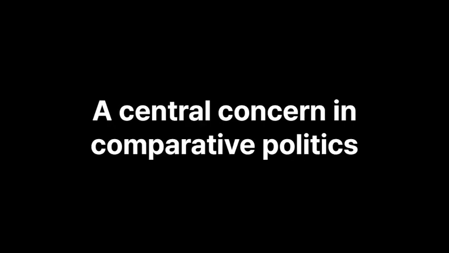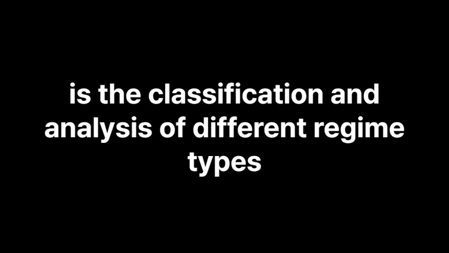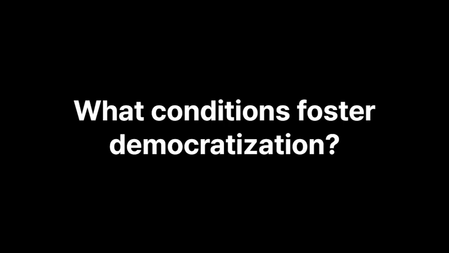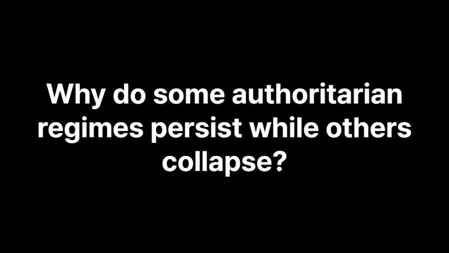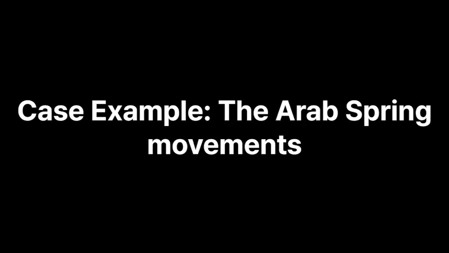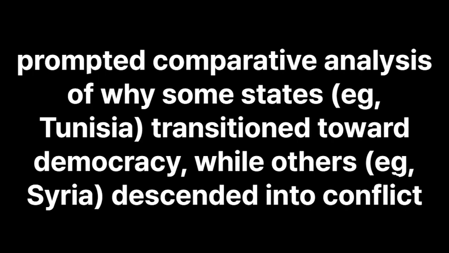A central concern in comparative politics is the classification and analysis of different regime types. Researchers explore the origins, performance, and durability of democracies and authoritarian regimes. Questions: what conditions foster democratization? Why do some authoritarian regimes persist while others collapse? How do hybrid regimes function? Case example: the Arab Spring movements prompted comparative analysis of why some states, e.g., Tunisia, transitioned toward democracy, while others, e.g., Syria, descended into conflict.